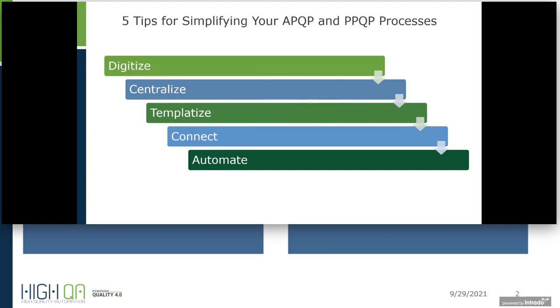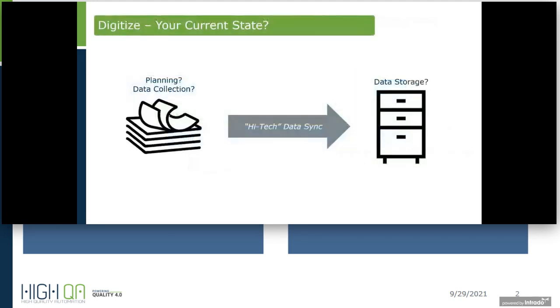Okay, so let's first talk about digitize and what the current state is. A lot of our customers, or a lot of companies that we encounter, are still in this situation. They're planning for quality, they're ballooning their prints, they're building inspection plans, and they're also doing their data collection on paper, right? All that paper gets stored in some filing cabinet somewhere. Some very high-tech data synchronization there, right?